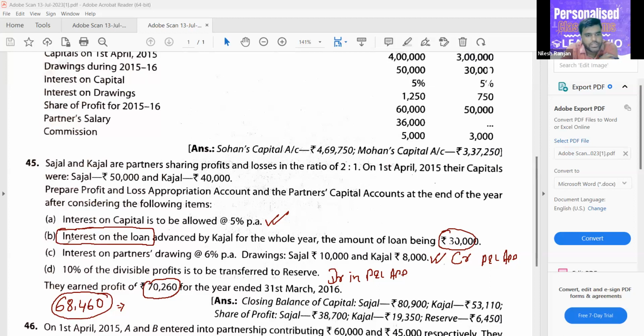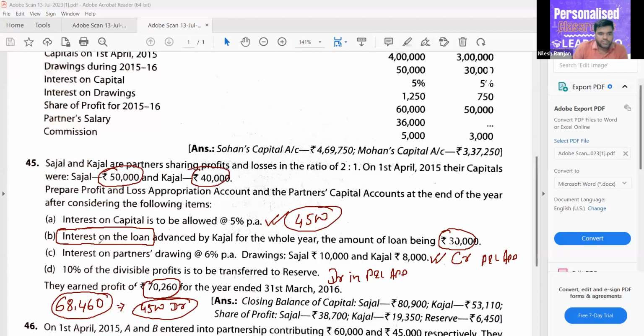Okay, sir. So first we have deducted this interest on loan, and then the balance amount is written on the credit side. After that, you will add interest on capital at the rate of 5% per annum. It will be 50,000 into 5%, 2,500, and 2,000. 4,500 will be added. Sorry, 4,500 will be debited as interest on capital. Okay. This amount, because 50,000 into 5% and 40,000 into 5%.